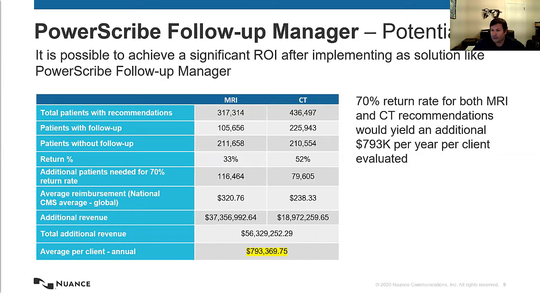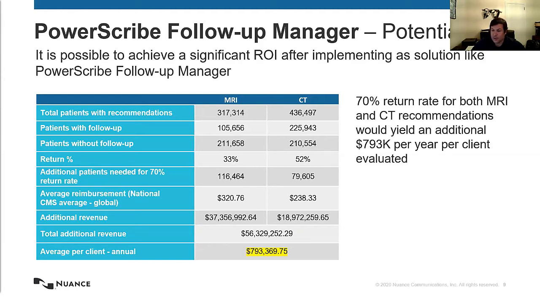So using the aggregated totals from the 70 clients we've evaluated, we calculated a plausible return on investment based on the University of Rochester's success. We determined how many more patients would need to return for both modalities to achieve a 70% return rate. We then multiplied the number of additional patients by the average national Medicare global reimbursement for each modality. So that's technical and professional components combined.